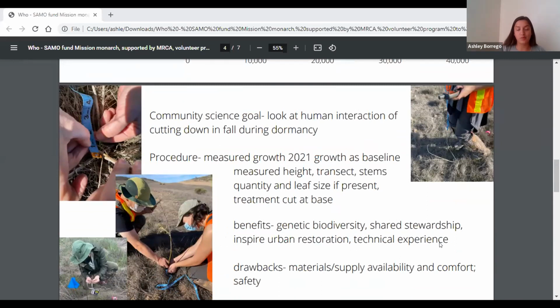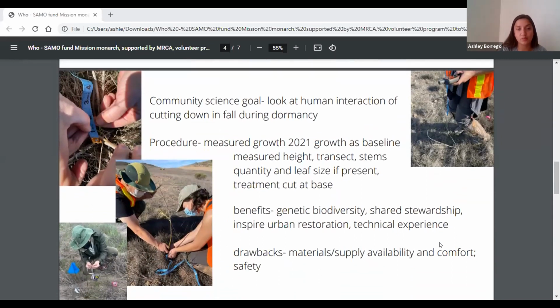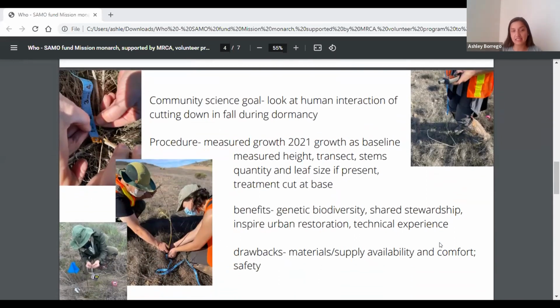So our goal for this project, the community science project, was not only to collect and clean the seeds and grow the seeds, but was also to look at the human interaction of cutting down the plant during fall dormancy. So in the fall, the milkweed goes dormant, or the growth of the plant, the essence of the plant turns back into the roots. And then in the spring, it'll come back up again.